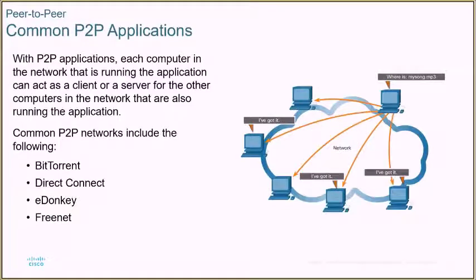In common peer-to-peer applications, each computer in the network that is running the application can act as a client or a server for the other computers in the network that are also running the application. Some examples of peer-to-peer applications are BitTorrent, Direct Connect, eDonkey, and Freenet.